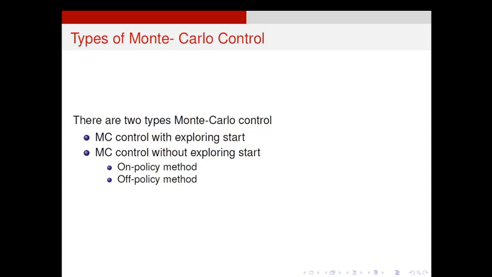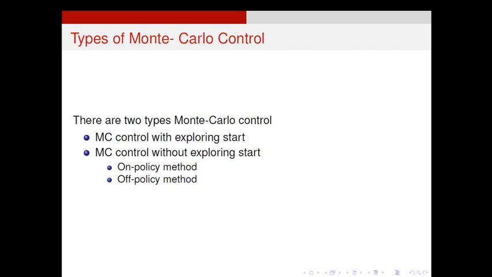Okay. Now there are various types of Monte Carlo control. This is the generalized policy iteration, but these policy iterations may happen in different ways. The control structure of Monte Carlo may have different variations. There are two types of Monte Carlo control. The first one is MC control with exploring start. The second one is MC control without exploring start, and that is divided into two classes.